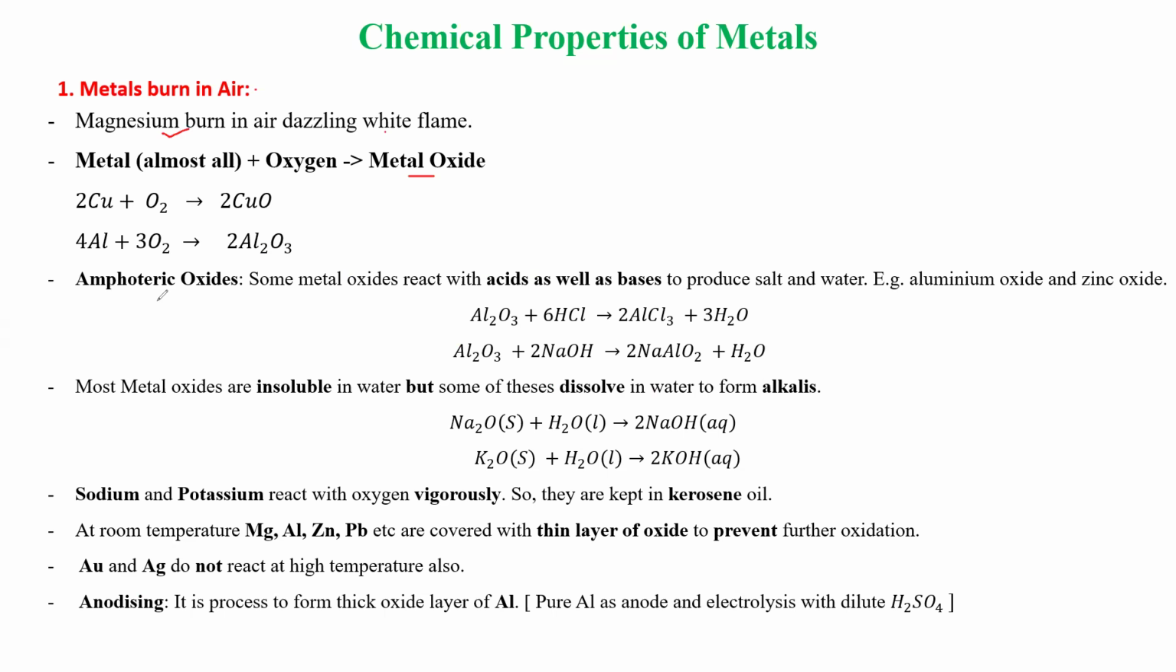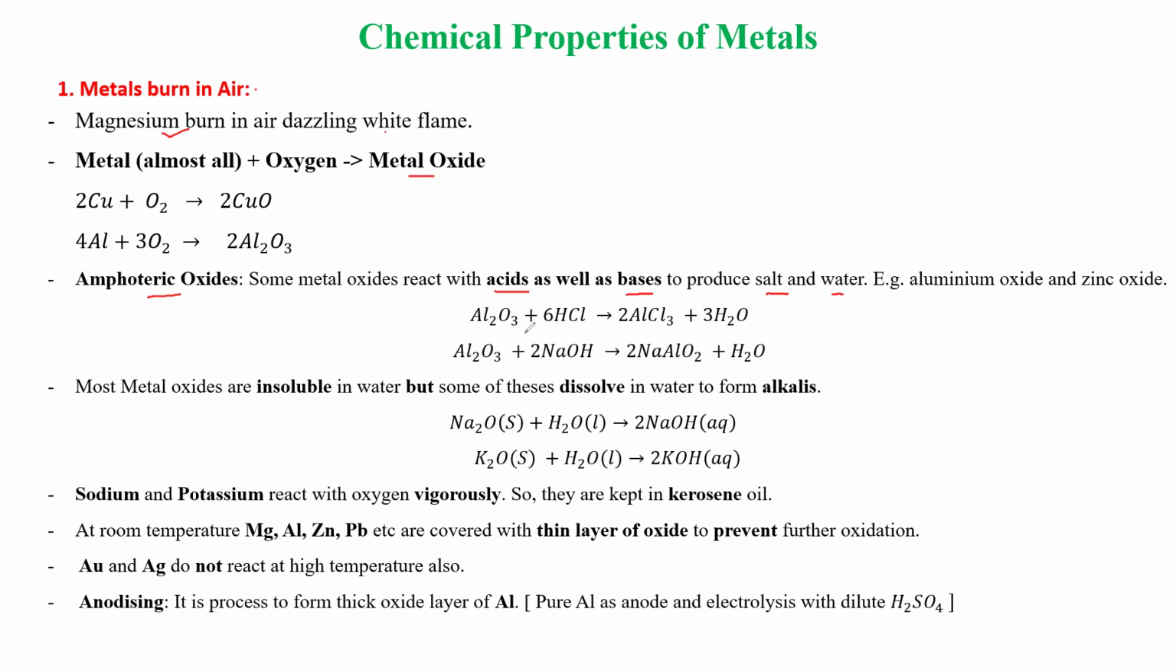Another is amphoteric oxides. Why are amphoteric oxides important? Because they are a little different. Such type of question they are going to ask. It is a metal oxide that reacts with acids as well as bases to produce salt and water. Examples are aluminium oxide and zinc oxide. So such types of oxide are called amphoteric oxides, that react with acids as well as bases.